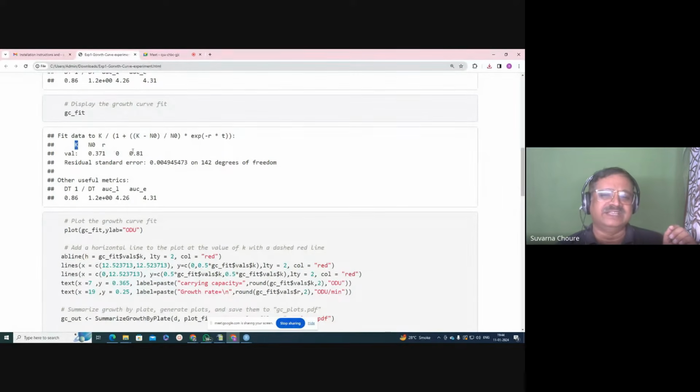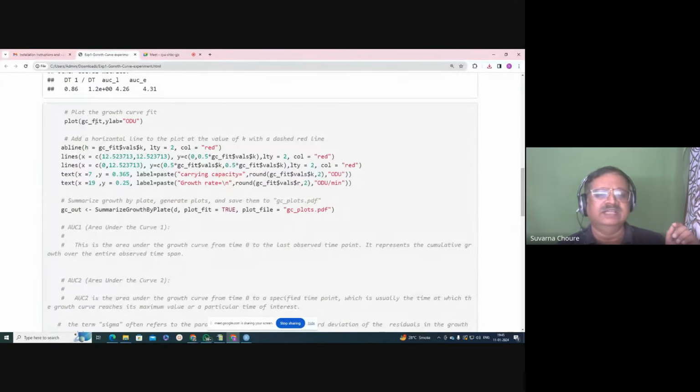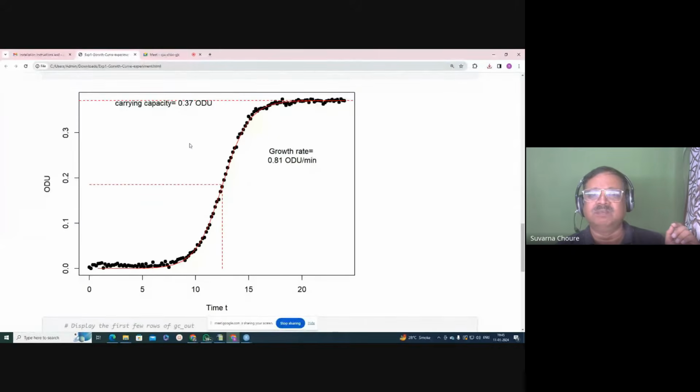K is actually capacity, not growth rate, 0.371 maximum which can be achieved. R is growth rate, 0.81. That is growth rate. And many such things you can calculate there very easily. Plot is there. You can see the plot. And this plot is almost publication ready one, where you can see that carrying capacity of this environment is 0.37.